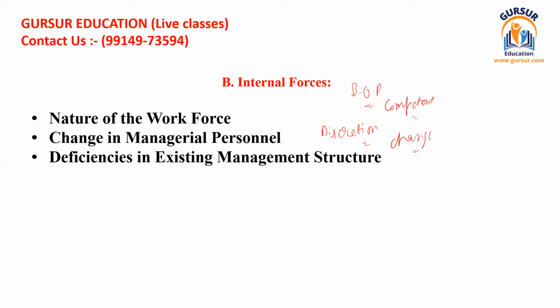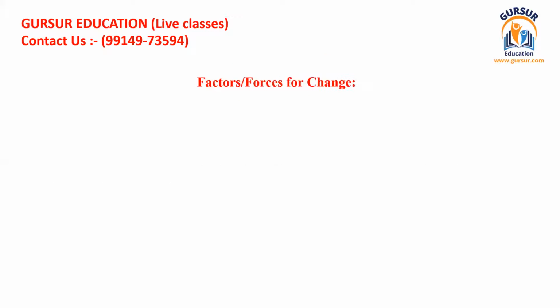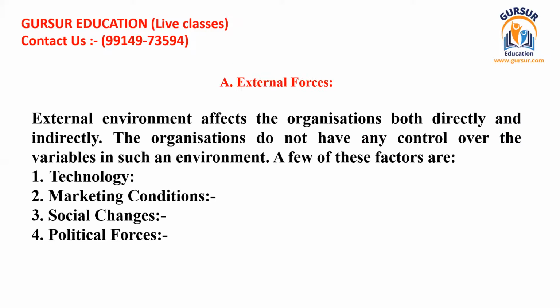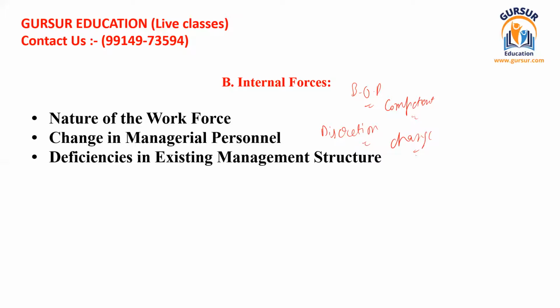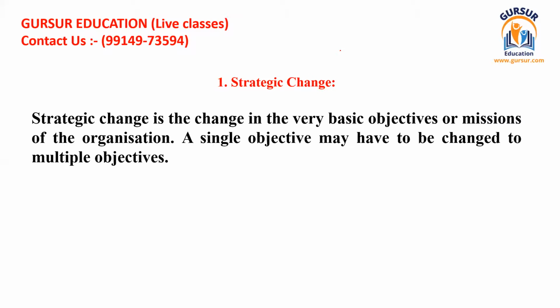So in this way, we can differentiate the reactive changes into two parts, external factors and internal factors. I hope you have understood these as well. Now there are a few different types of organizational level changes, I think 4 or 5 types, which we have to understand. Only points have been written, I think very easy to understand.